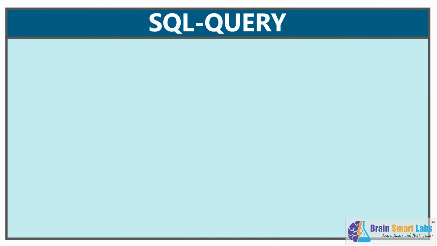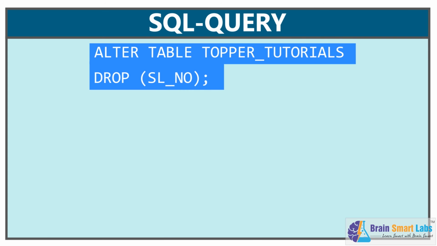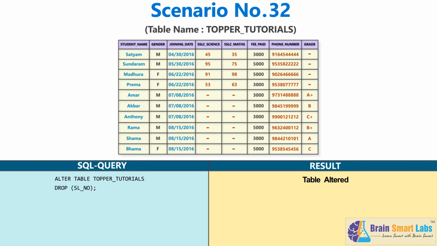Now coming to the SQL query section, we need to write the following query to do the above operation. Just type alter table topper tutorials in the first line, drop space serial number inside small parenthesis and semicolon to finish the statement. Highlight the query using your mouse and run the command by pressing the run button above. Kaboom! You will get a message saying table altered, which means you have successfully erased the column. Congratulations!